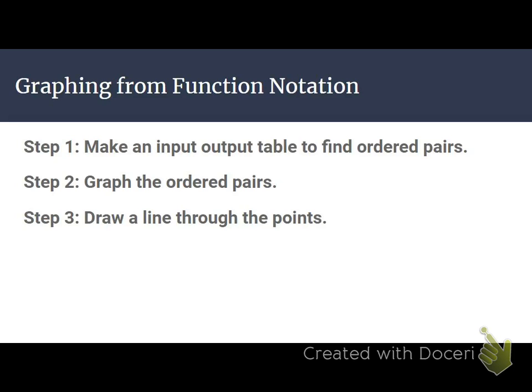So if we are graphing from function notation, we make an input-output table to find our ordered pairs. We've done that before, input-output tables. We graph the ordered pairs. We've also done that. And then our third step is to draw a line through the points, which we have done when we've had continuous functions or continuous domains. And on these, if a domain is not specified, then we assume it to be continuous.